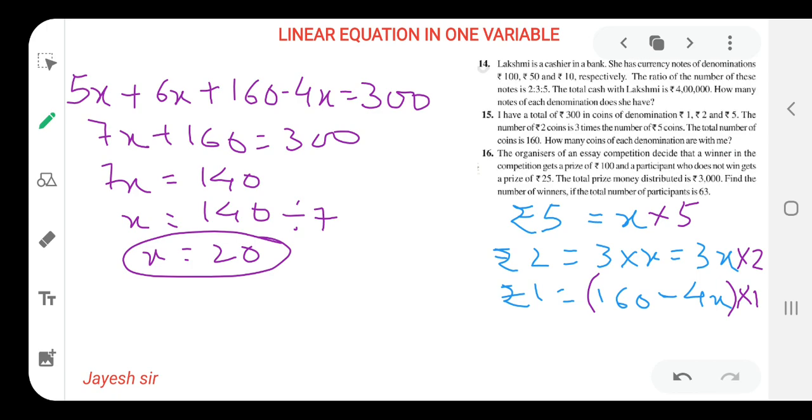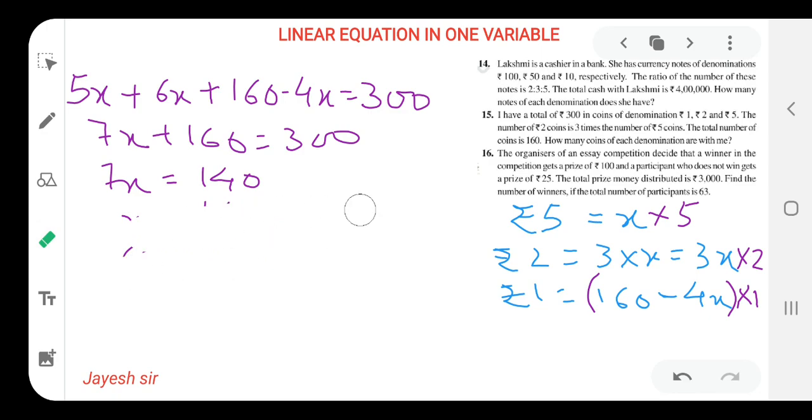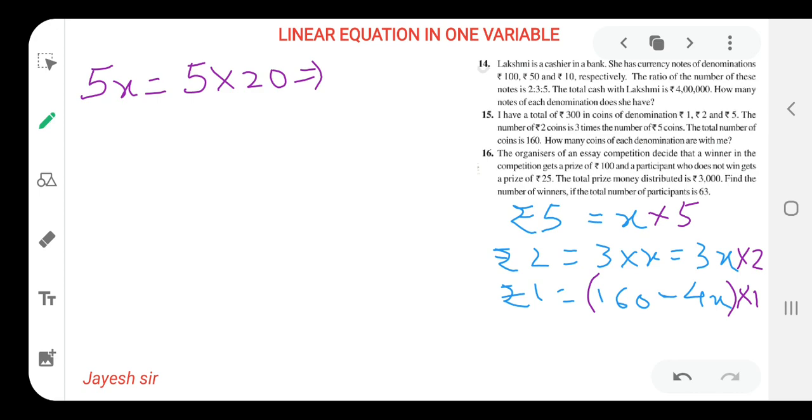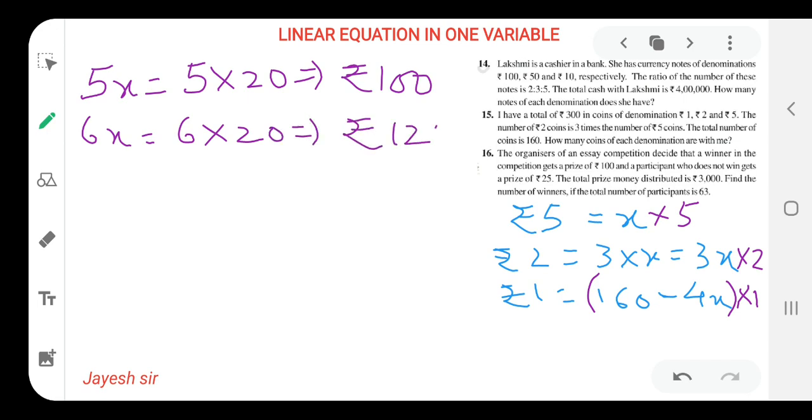Now what are we supposed to do, friends? We have to just put the value of x in the denominations. Have you understood till now? Then let's rub it so that we can find enough space for solving the remaining sum. So now, 5x was for rupees 5, and the value of x was 20. So the total would be rupees 100 that we are forming from 5 rupee coins. Similarly for 2 rupees, that means 6x, 6 multiplied by 20, that means 120 rupees comes from 2 rupee coins.